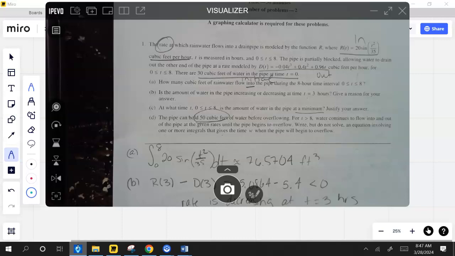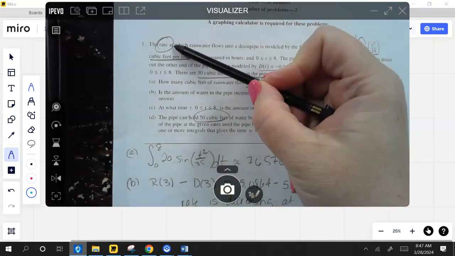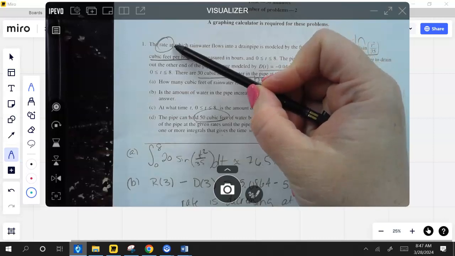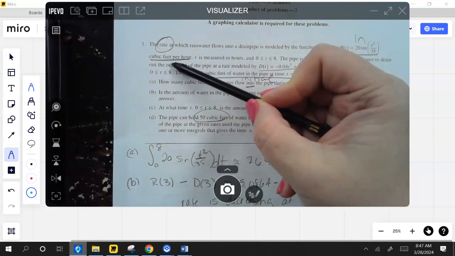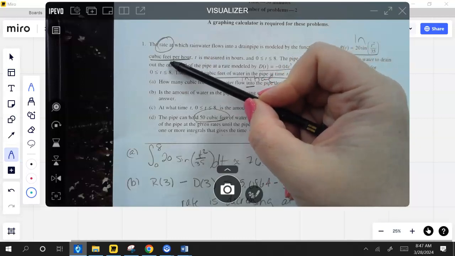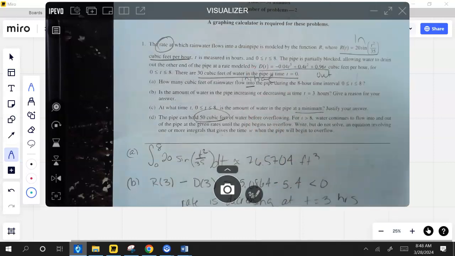All right, so the first part asks how many cubic feet of rainwater flow into the pipe during the 8-hour time interval. So that's into, so I just used my into equation and did the integral there. Notice this is a rate, which means this is the derivative that's being given to me. Okay, so to find the amount of water I needed, and you could look at the units too to know cubic feet per hour. Did y'all all pick up on that? Okay. So there we go. It's an integral. This was straight on the calculator. Did everybody get that one? I hope so.